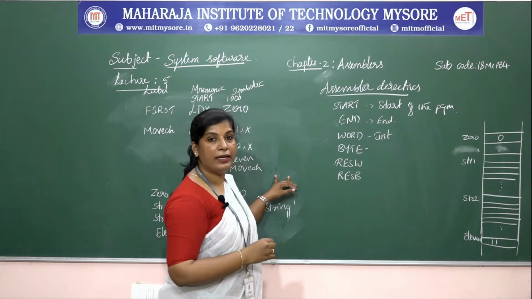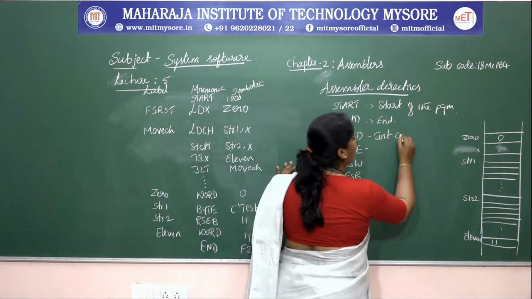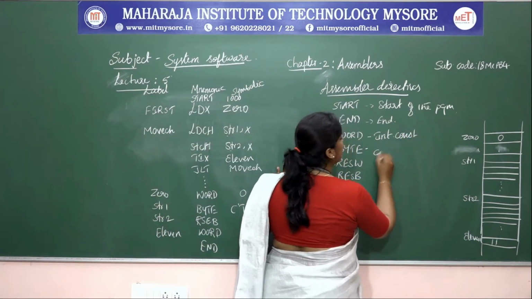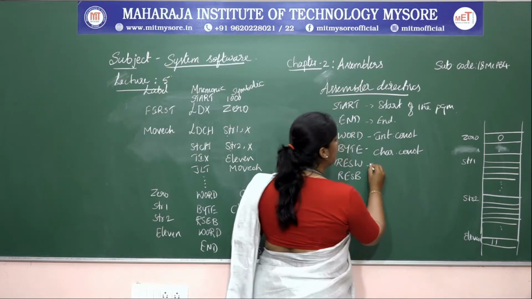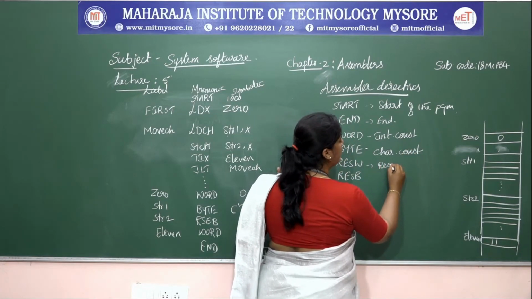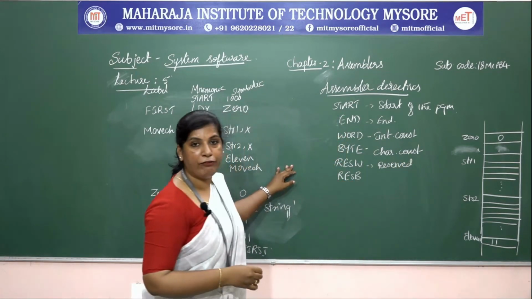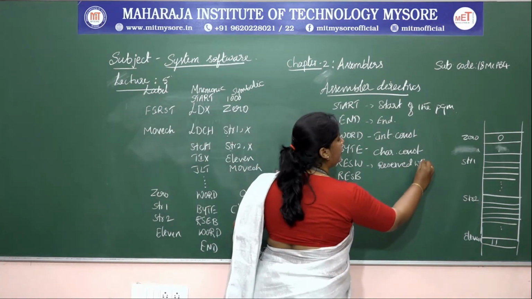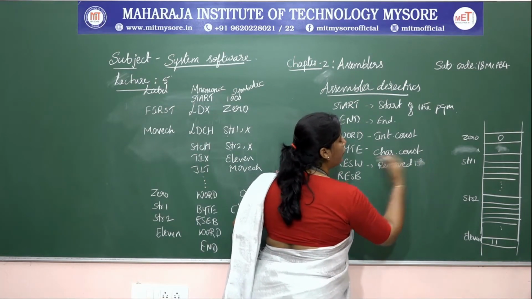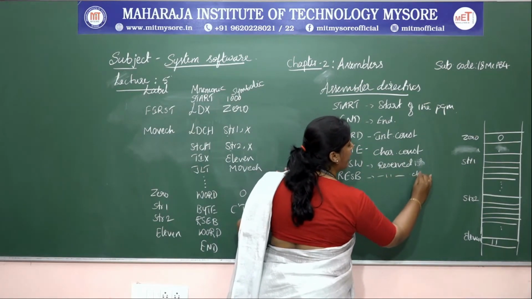Word is for defining the integer constant. It is an integer constant, so this is a character constant. Reserve word is going to reserve the number of bytes required for those characters. So reserve word reserves space for a number of integer values, and reserve byte reserves space for characters.